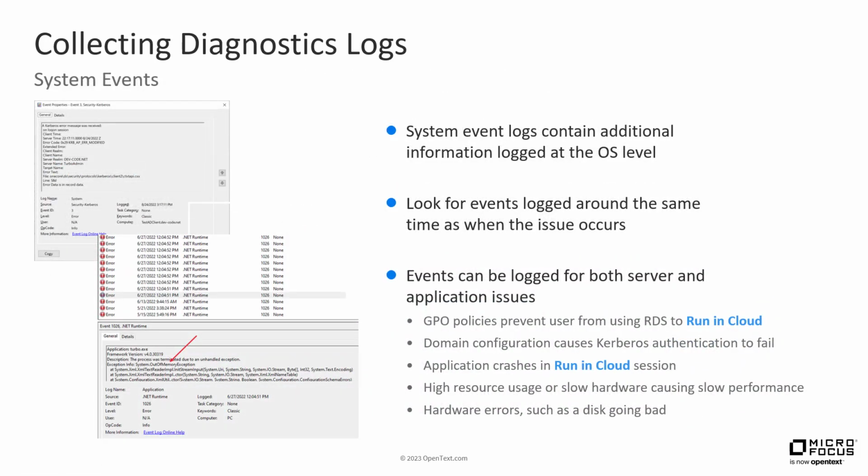So, in addition to the Turbo server logs, it is also useful to look at the event viewer for events that may be contributing to the problem. Generally, you would look for events that are logged around the same time that the issue occurs. And these events can be logged for both server and application issues. For example, there can be GPO policies that prevent the user from using the run in cloud, Windows, or HTML5 launch modes. There could be a domain configuration problem that prevents Kerberos authentication from working.